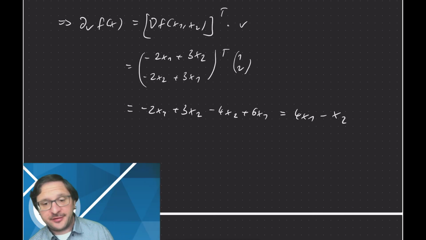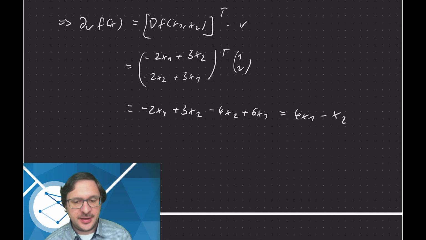Okay, so once we have the gradient, taking directional derivatives for all directions is then just a matter of computing a scalar product. So with that chain rule, directional derivatives just became very easy to compute.